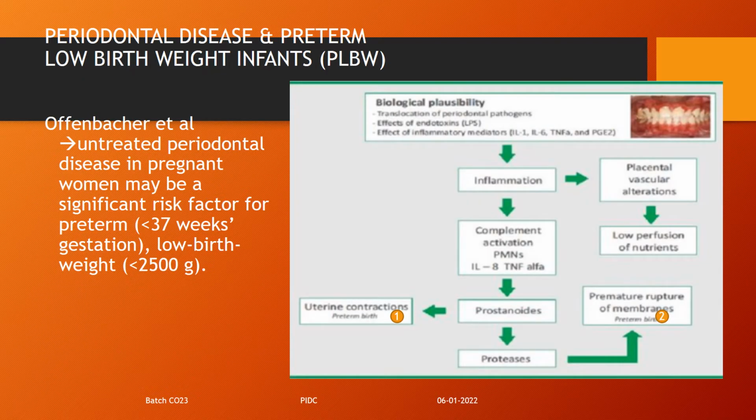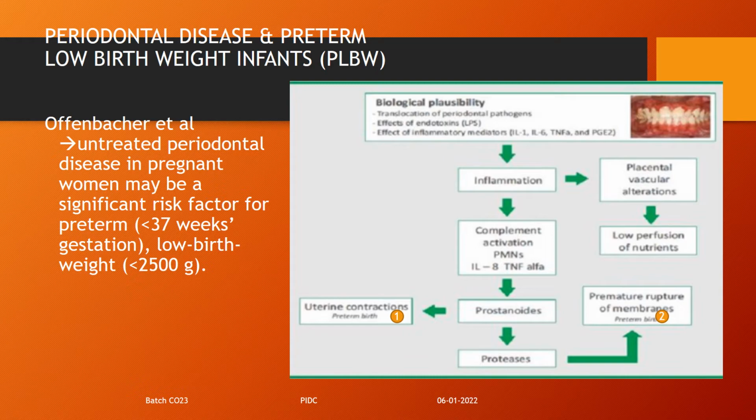So the next condition is periodontal disease and preterm low birth weight infants. Offenbacher et al. found that untreated periodontal disease in pregnant women could be a significant risk factor for preterm labor. That is, if the delivery is before 37 weeks of gestation, or if the baby is less than 2,500 grams, then it is called a low birth weight infant.